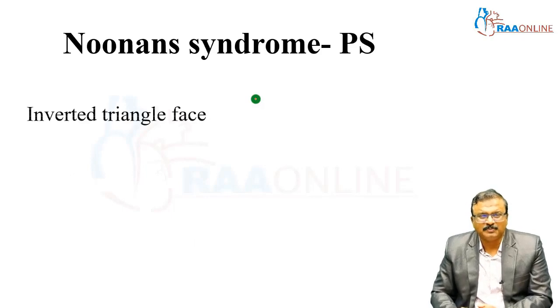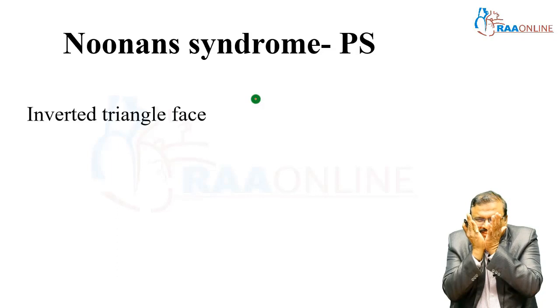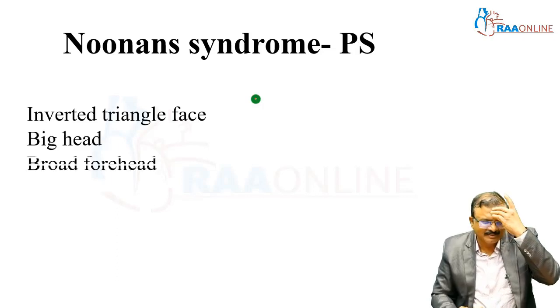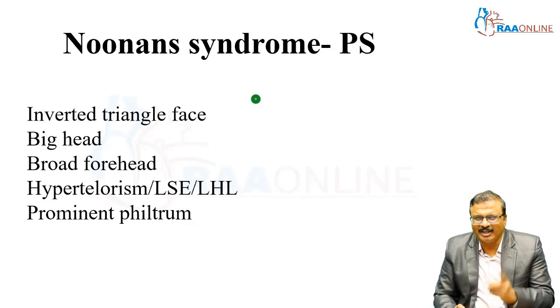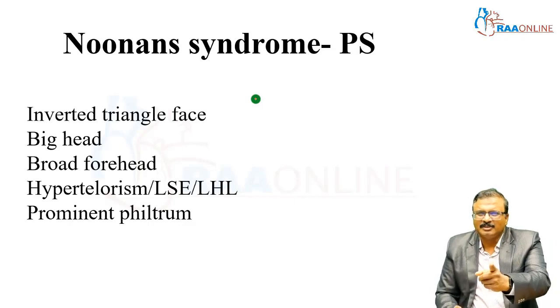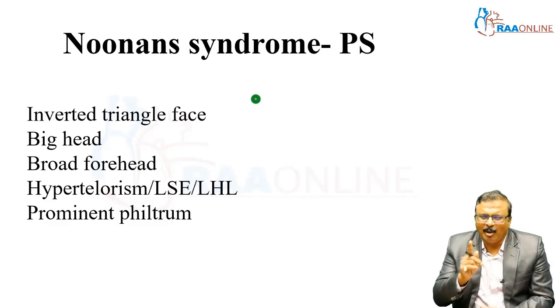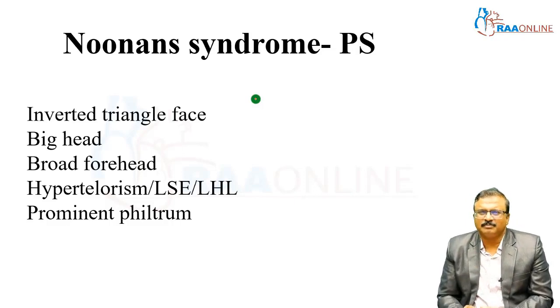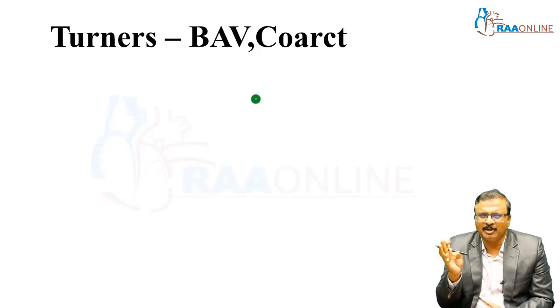Noonan syndrome, inverted triangle face, big head, broad forehead, hypertelorism again. As I told you, any hypertelorism, I always put low hairline and low prominent philtrum. This is prominent philtrum, this is philtrum. Hypertelorism, low hairline, low set ears.